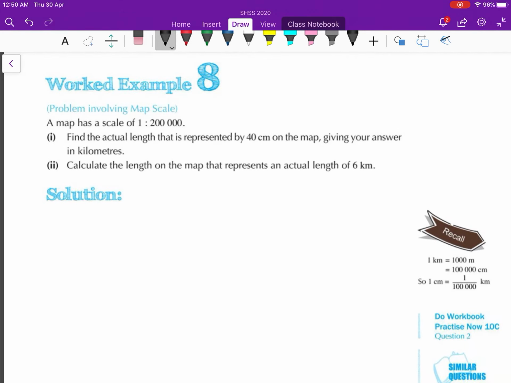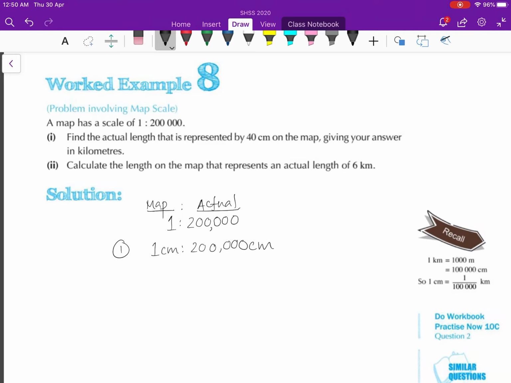Let's take a look. A map has a scale of 1 is to 200,000. So on the left is map, on the right is actual. Now both are in cm. 1 cm is to 200,000 cm. That is cm to cm, you see?